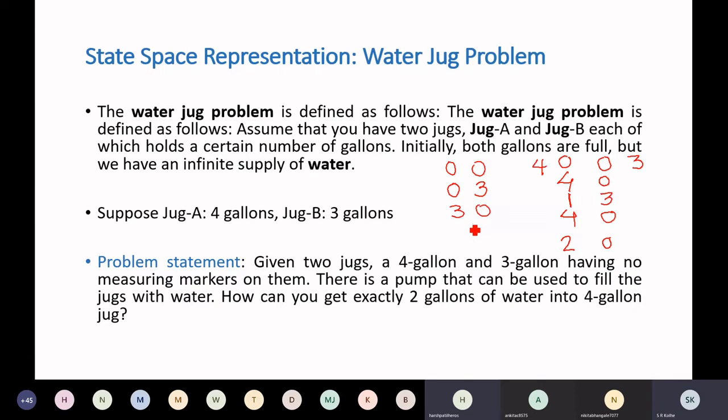Right. 3-0 then. Then in the 3 jug we again poured 3. Okay, so this will be 3-3.